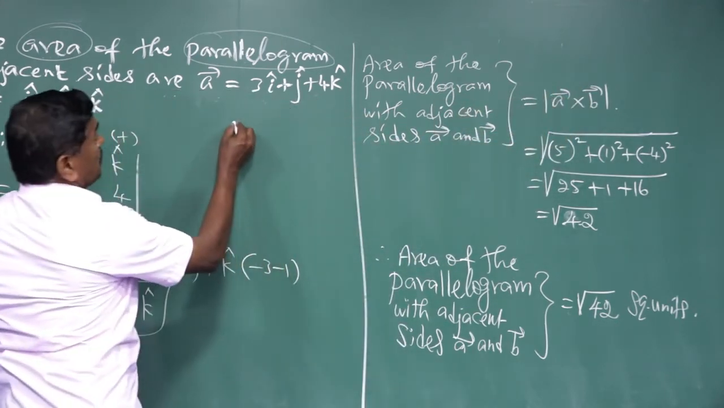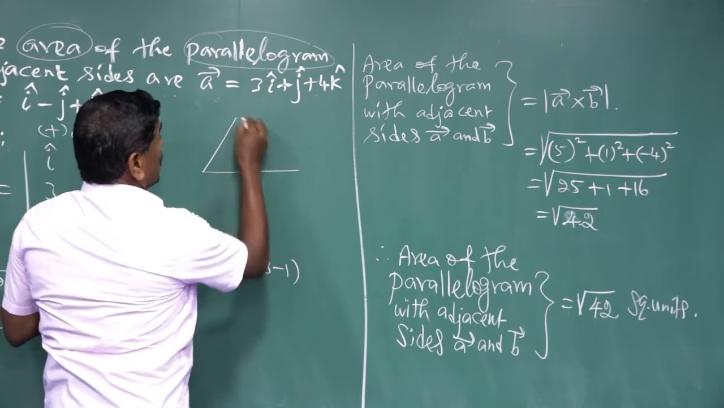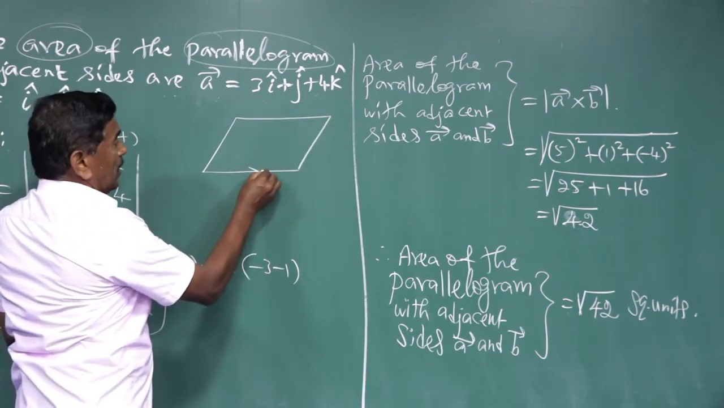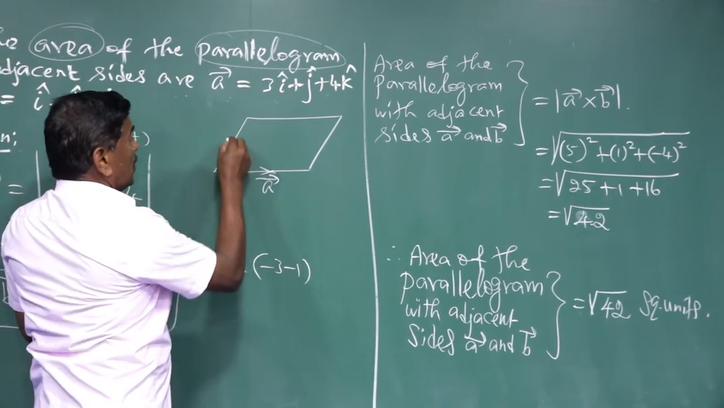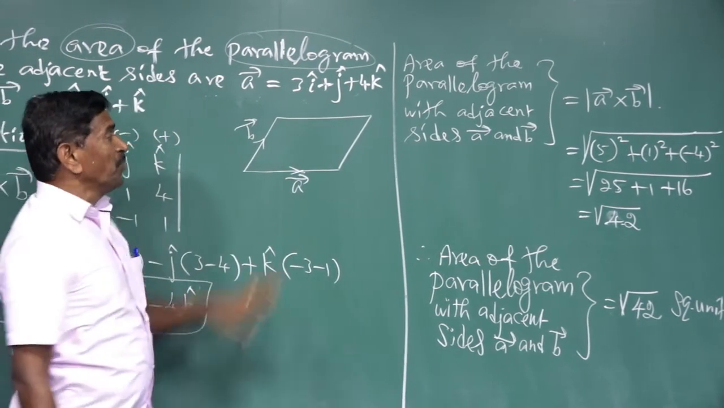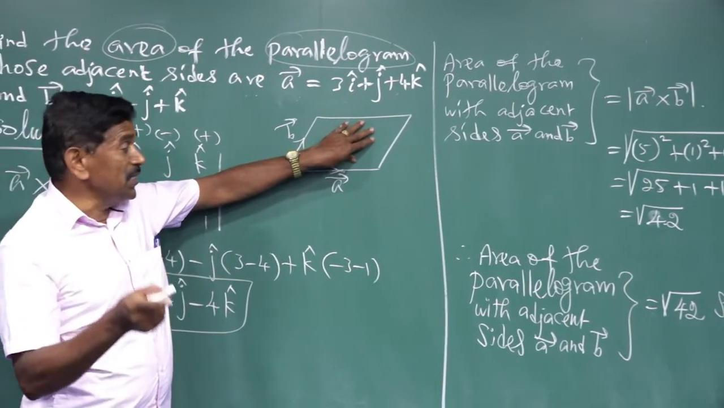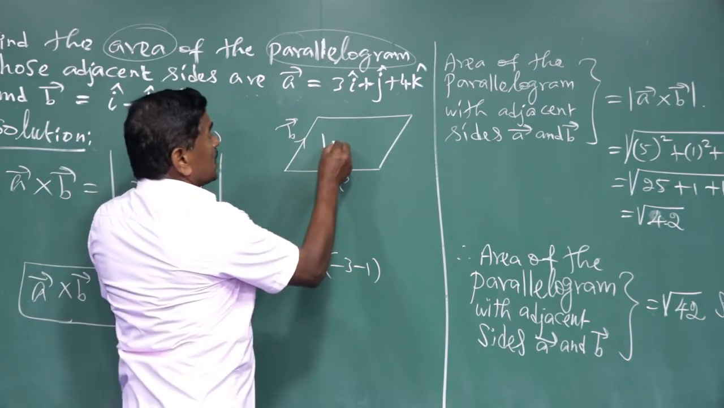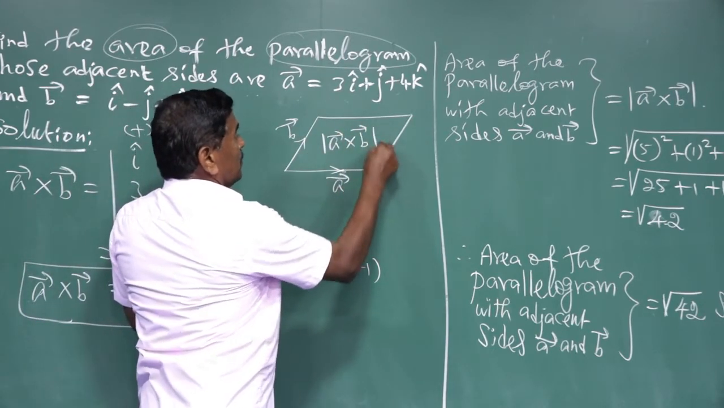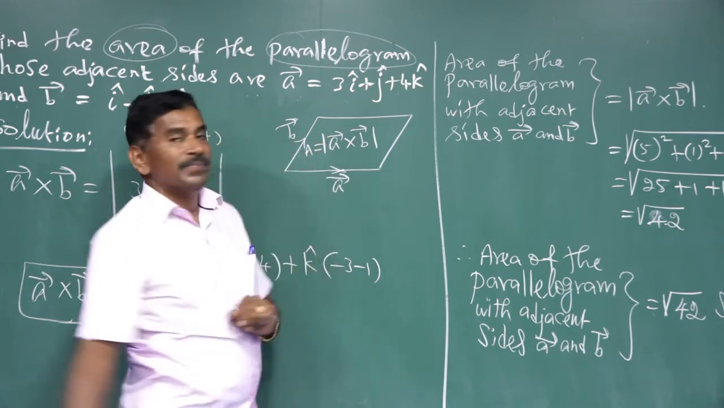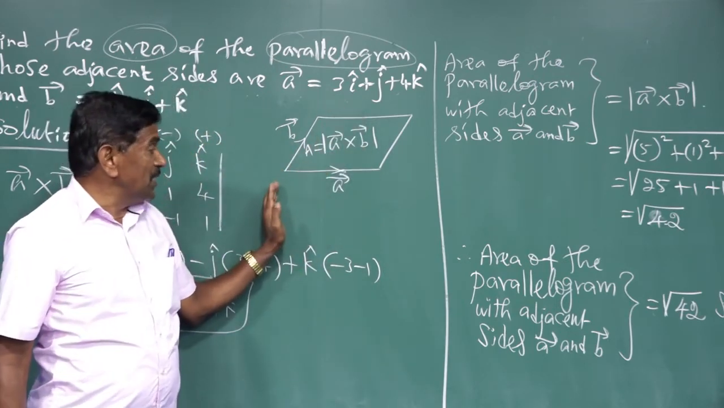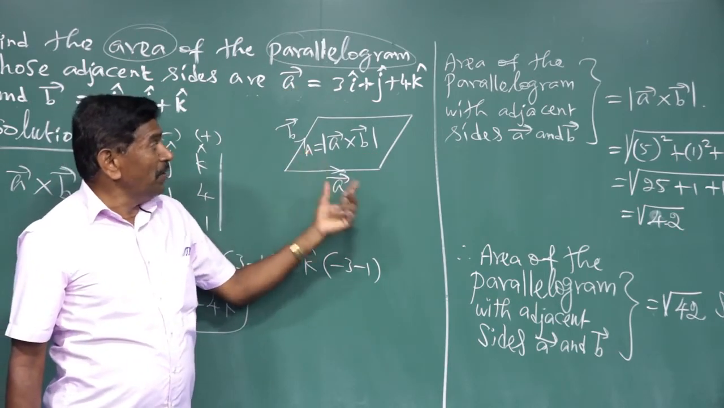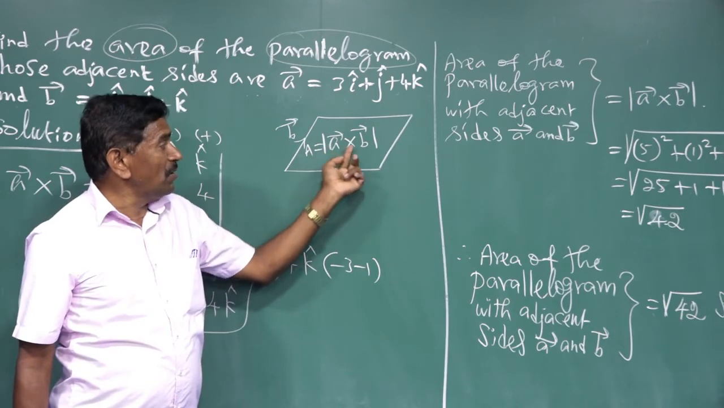Okay, for this question, for our understanding, one can draw the diagram also. Let it be the parallelogram. Here, given that A vector and B vector are the adjacent sides. Area of the parallelogram with adjacent sides A vector and B vector is given by the formula area is equal to modulus A vector cross B vector.